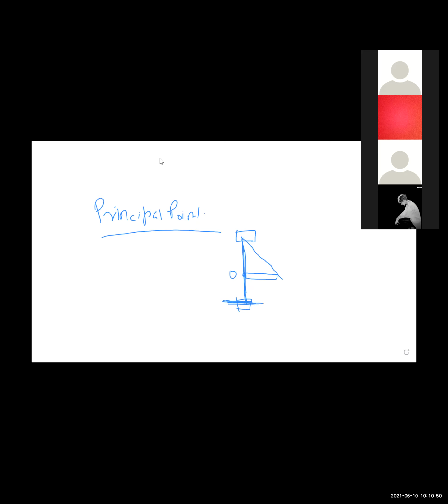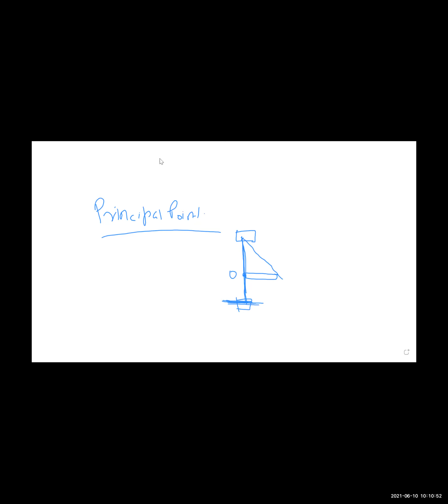These terms are all used in optics also.